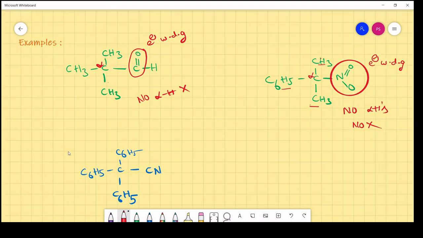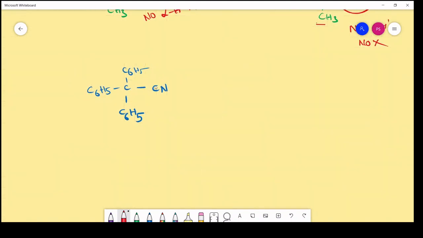And the last one is, see here, electron withdrawing group is cyano. Electron withdrawing group. So adjacent to this electron withdrawing group, this is the alpha carbon. Alpha carbon is bonded with 3 phenyl groups. Here 1, here 2, 3. So there are no alpha hydrogens. That means no tautomerism. Okay, is it clear?